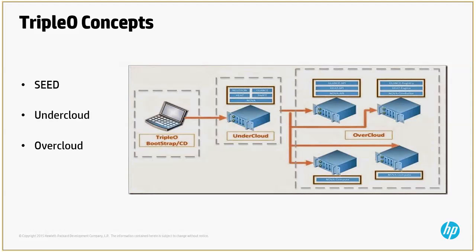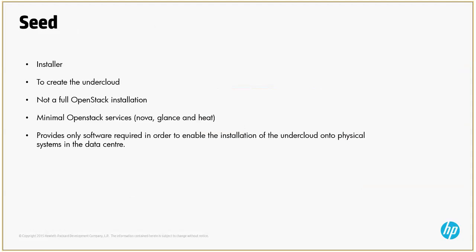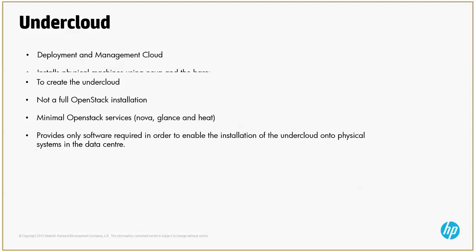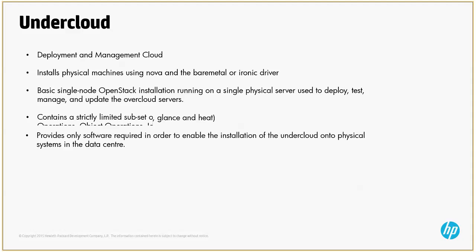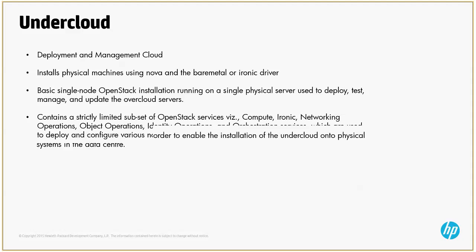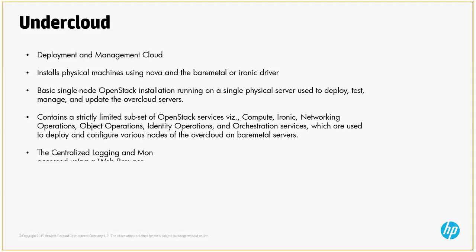Undercloud is like a deployment and management cloud. So this undercloud OpenStack environment is not a full-fledged environment. It is just used for deployment and management of the cloud, which is actually the overcloud, which is given to the end users. So this undercloud uses the physical machines to be created as instances of undercloud. It uses the Ironic driver to install these instances of control and compute nodes on that.